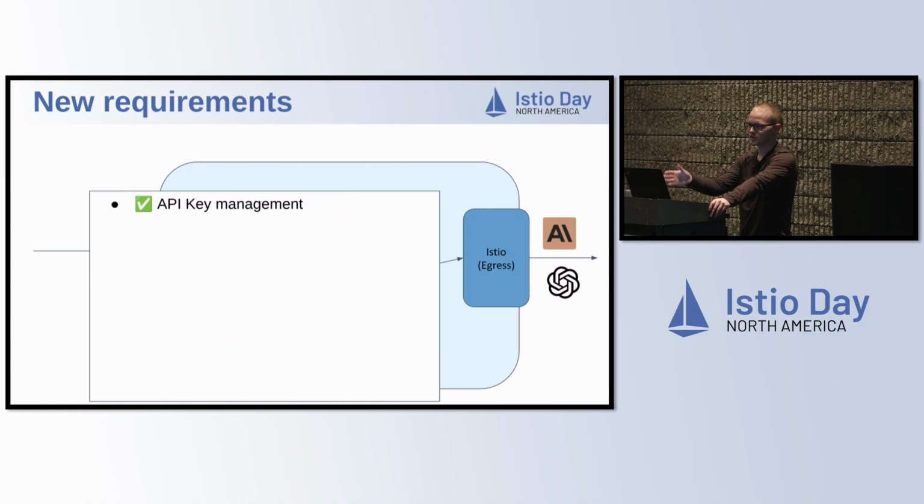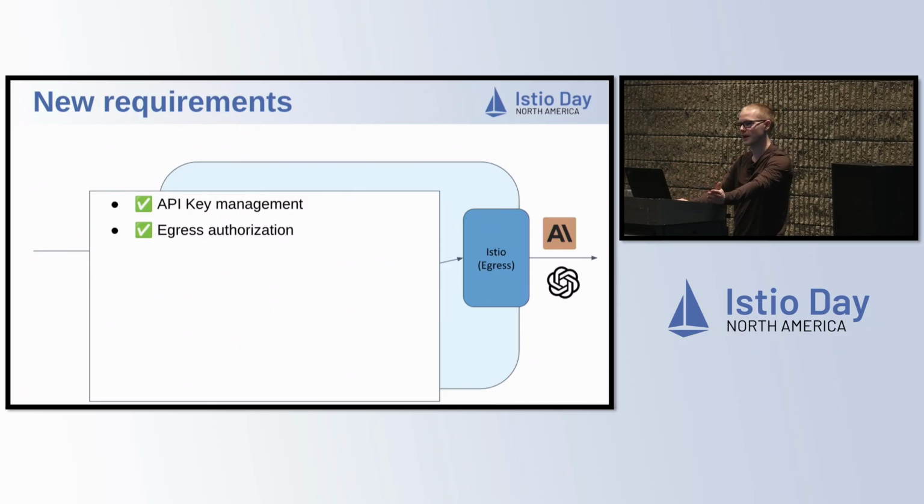Istio egress gives you a centralized place to control access to these. We can additionally add authorization policies to control who can access what, right? So we can say, these applications can talk to OpenAI with this API key, but this other one shouldn't really be talking to OpenAI, so it's not allowed, or things like that.